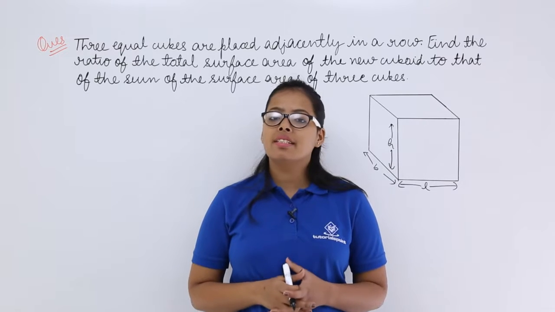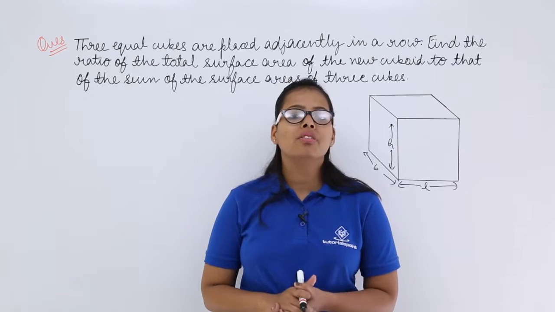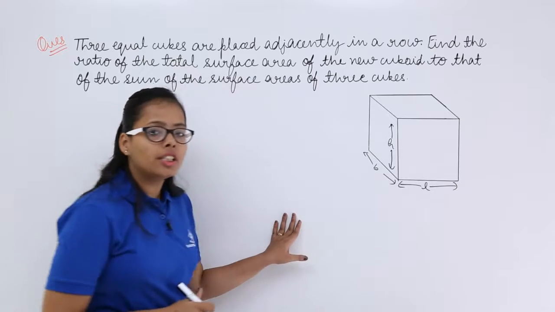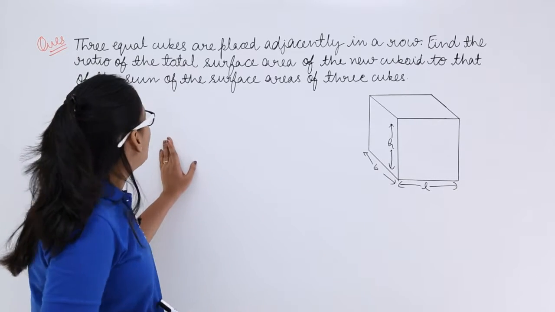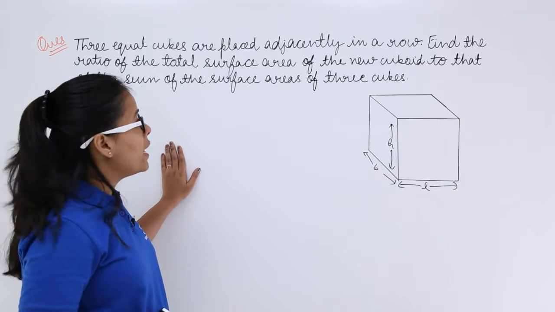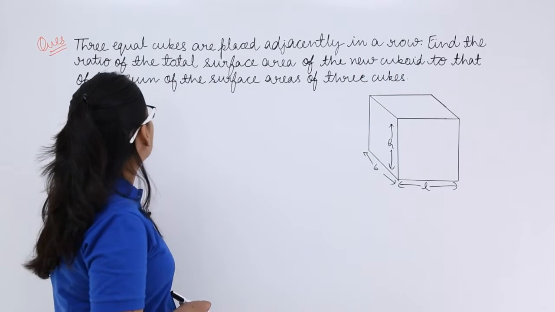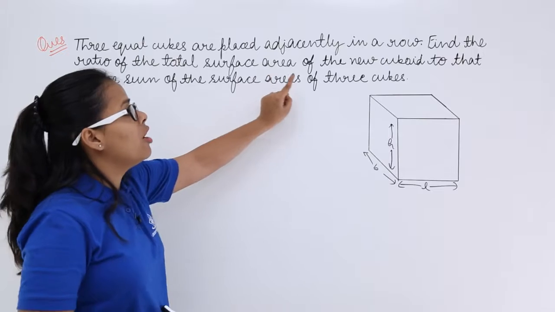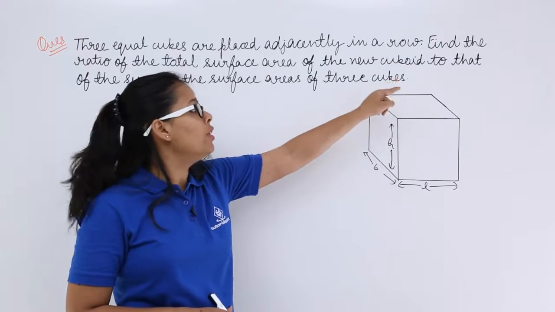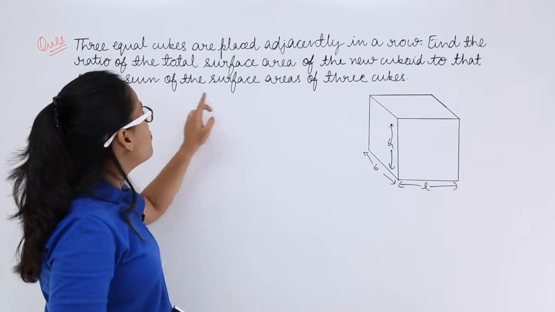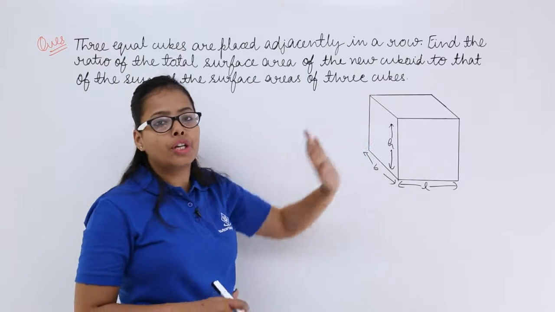Hello guys, let's discuss this very basic problem on cubes. The problem says three equal cubes are placed adjacently in a row. Find the ratio of the total surface area of the new cuboid formed to that of the sum of the surface areas of the three cubes.